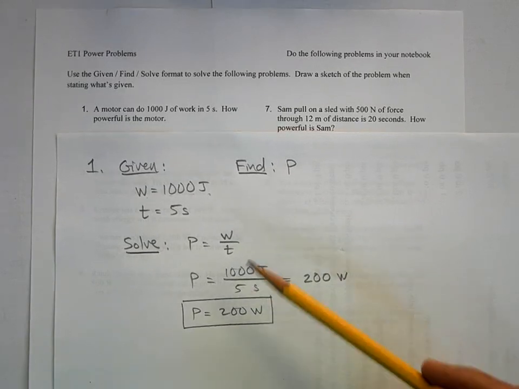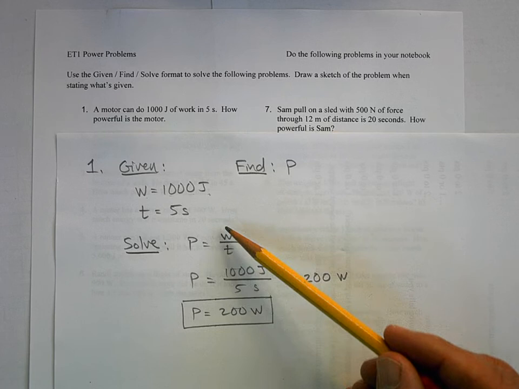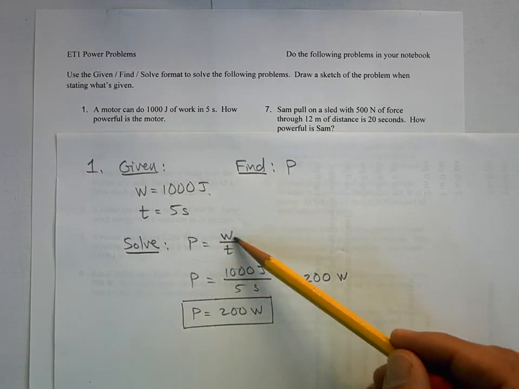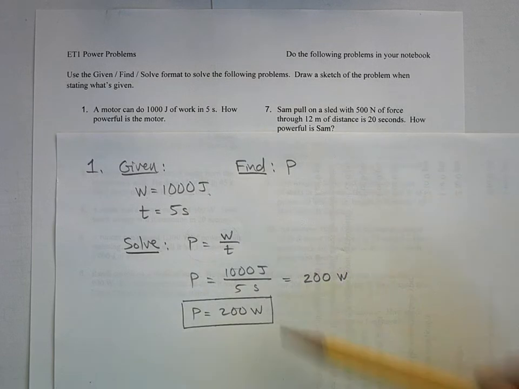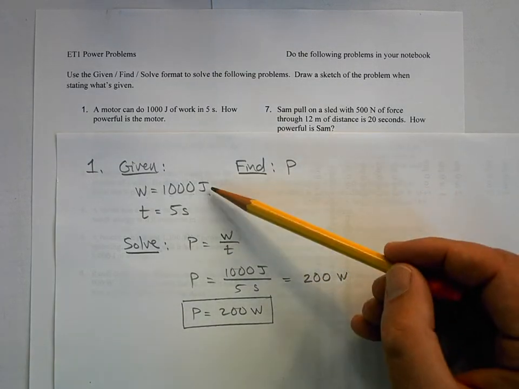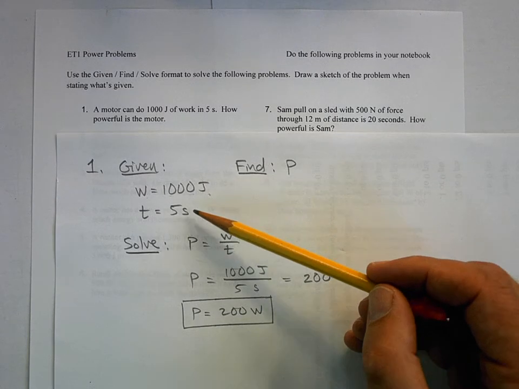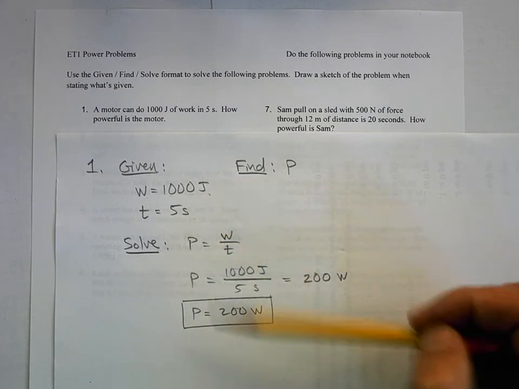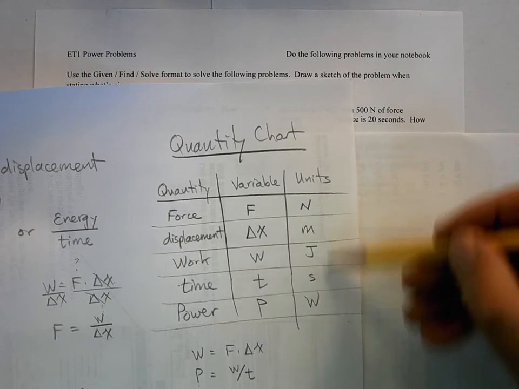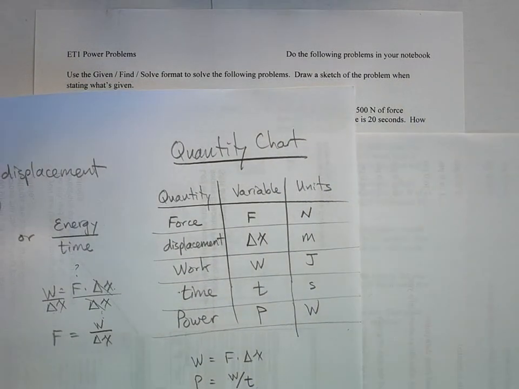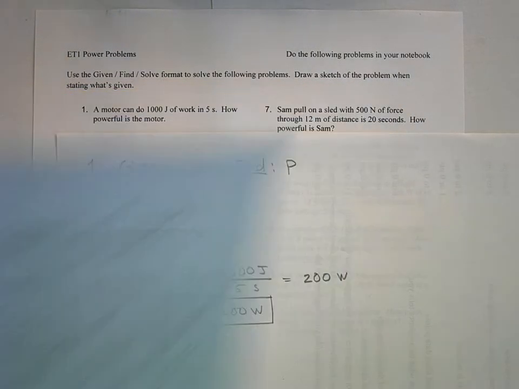For example, what if we were trying to find work here? You would write this formula down, and then you would solve it for work, and then you would plug in your values with your answer. What if you were given something in pounds or in minutes or something like that? You would have to change those given values into these units here, because these are the units we're going to use. Okay?